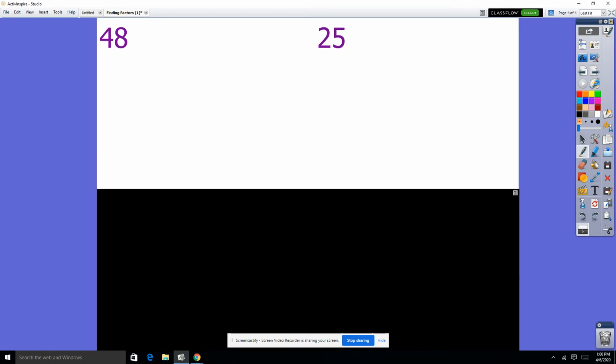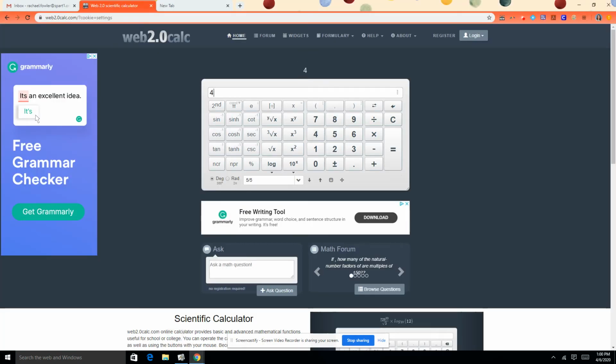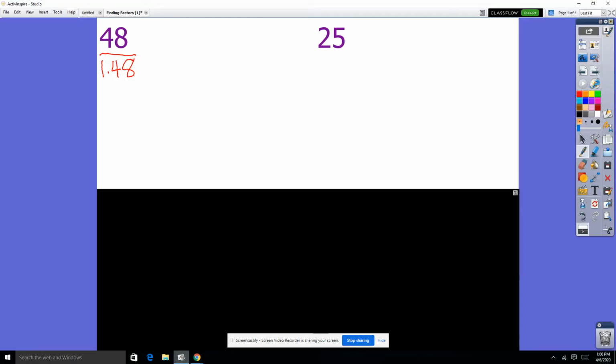So for 48, I'm going to start with the first one, 1 and 48, because 1 times itself is always a factor of that number. The next number I'm going to try is 2. So I'm going to do 48 divided by 2, which is 24. So 2 is a factor of 48. Its factors that give me 48 are 2 times 24. So I have 2 times 24.